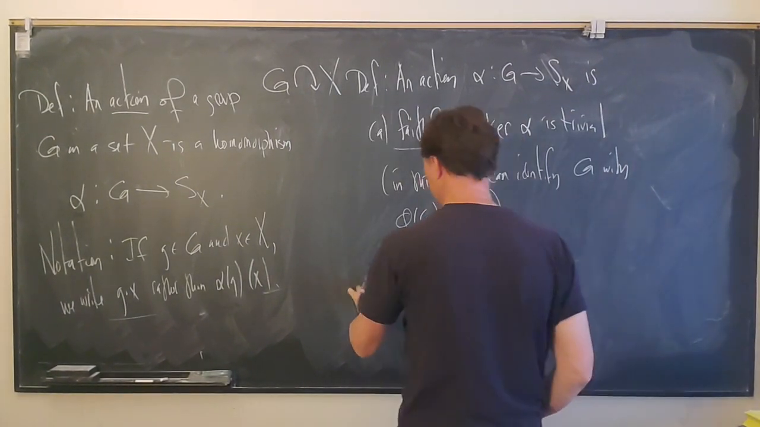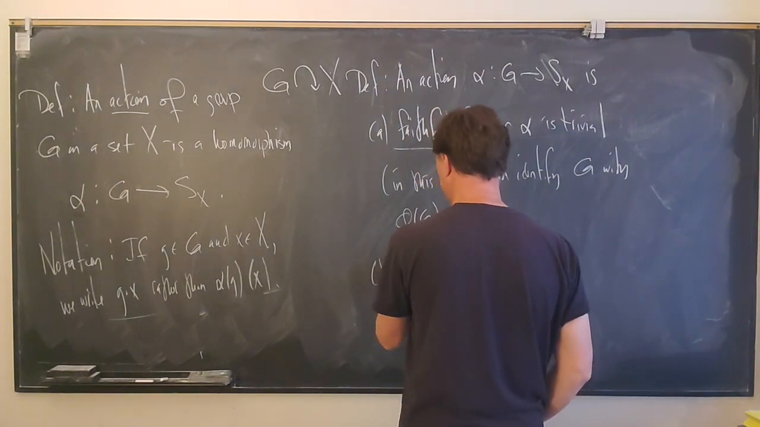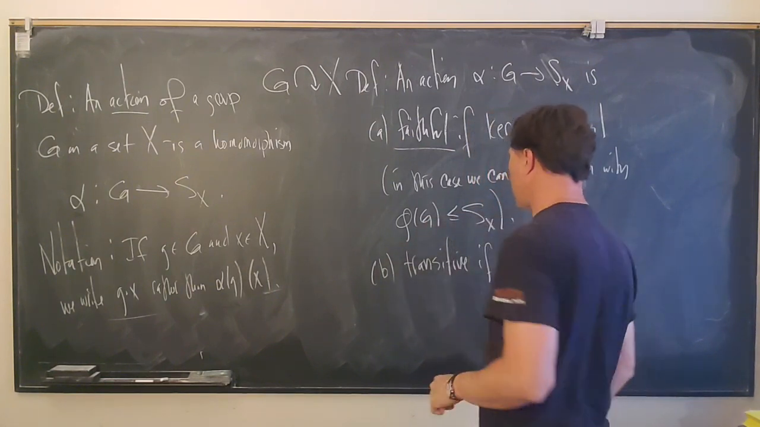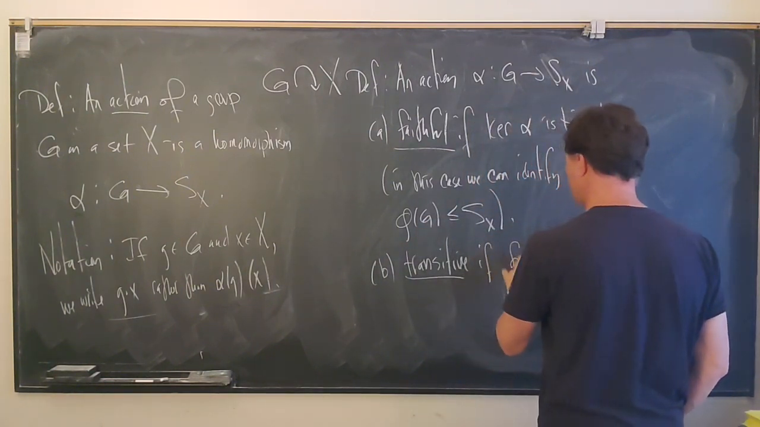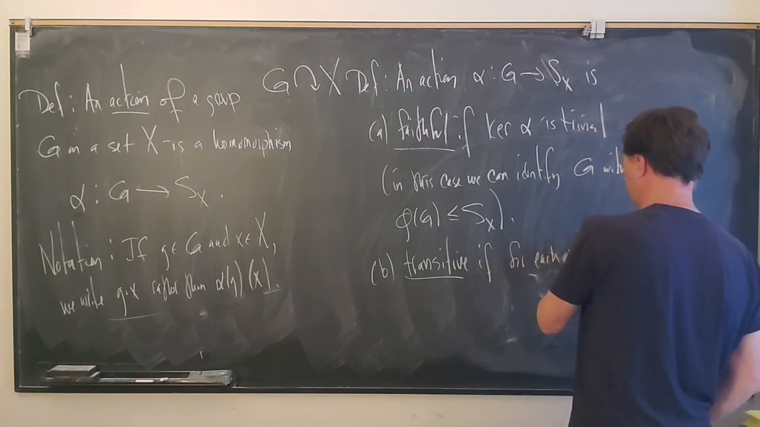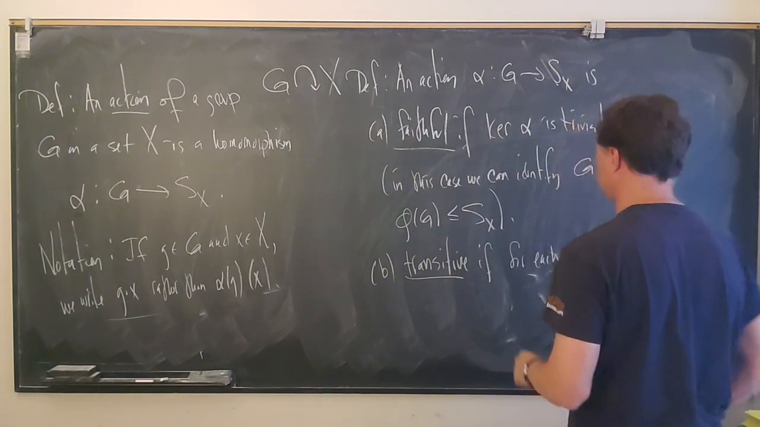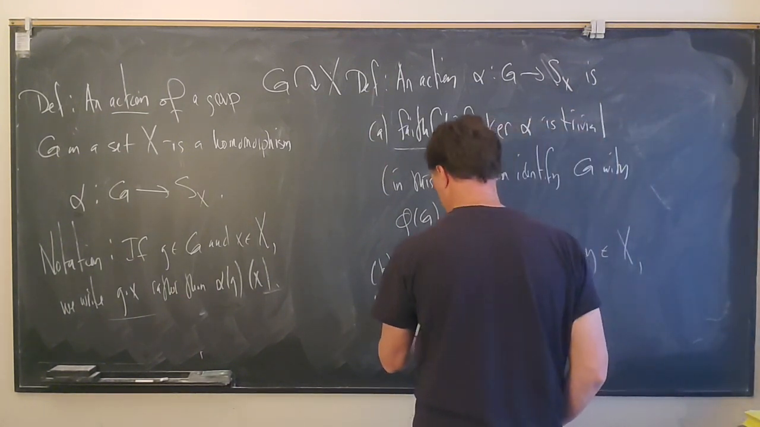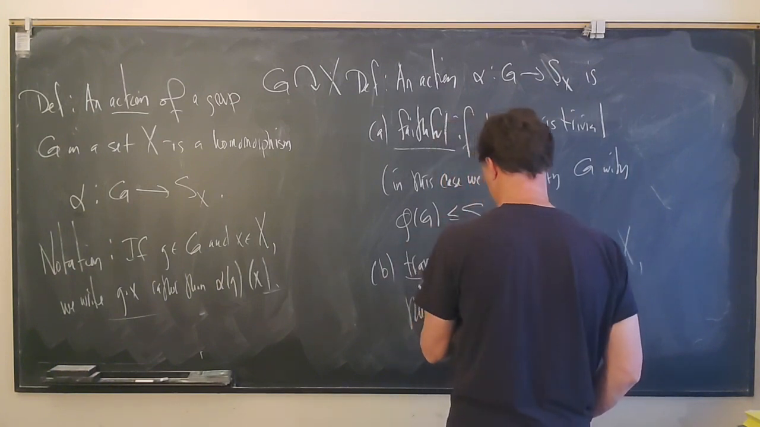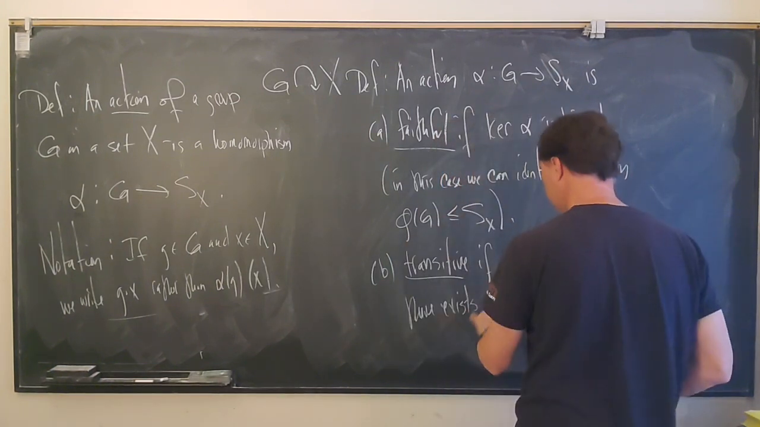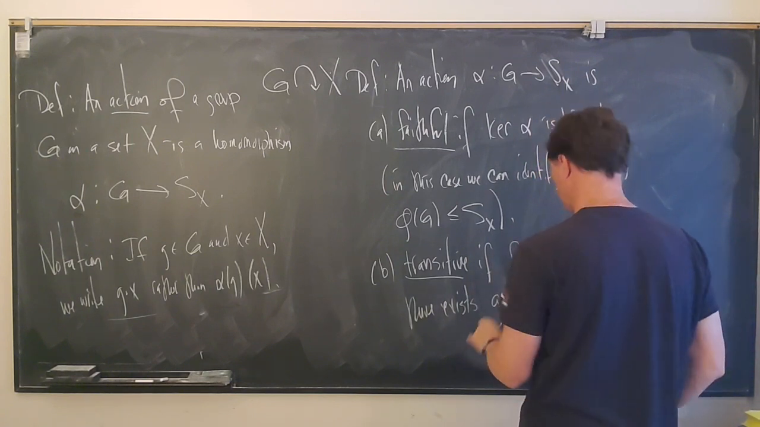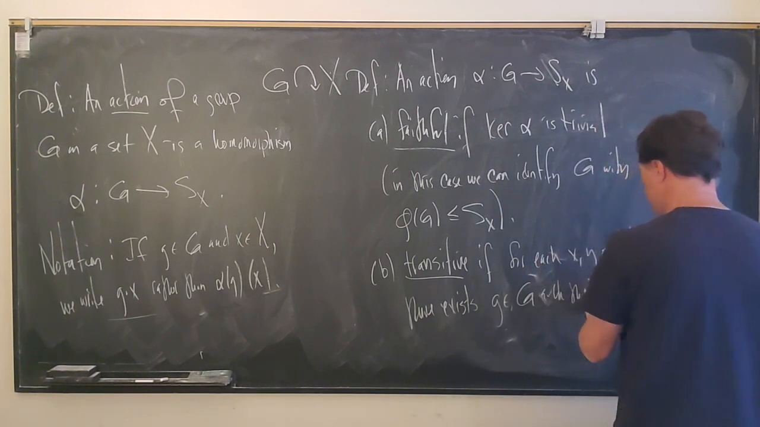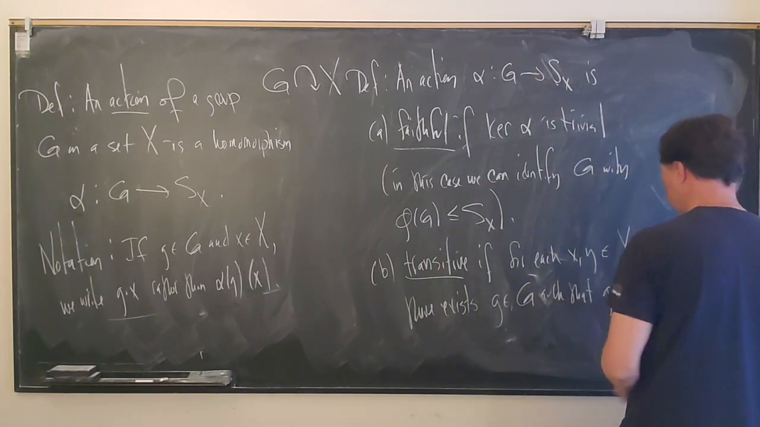And then part B, it's transitive. The action is transitive if for each x and y in capital X, there exists some little g in capital G such that g dot x equals y.